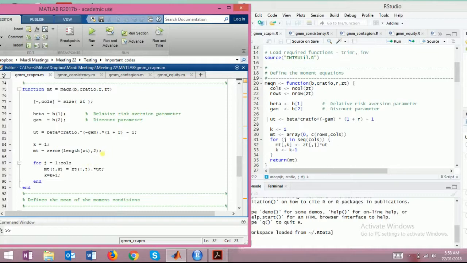The number of rows and columns is all there. Zero arrays will be created for C, number of rows and columns. So here 2 is column, 1 is row. For J equals 1 to the number of columns, not the number of rows. K is 1, M equals Z times Ut. M equals Z, all rows, K columns, which is just all rows. First one column, Z2 all rows, J columns, times Ut.